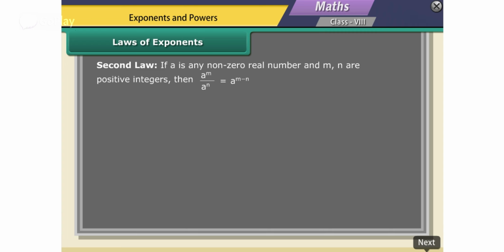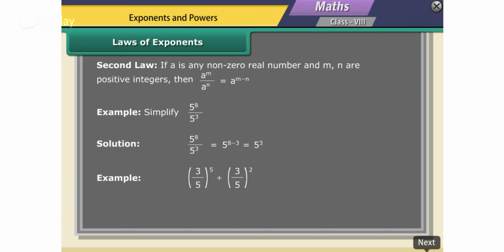Second law: if a is any non-zero real number and m, n are positive integers, then a^m upon a^n = a^(m-n). Example: simplify 5^8 upon 5^3. Solution: 5^8 upon 5^3 is equal to 5^(8-3), which equals 5^3.